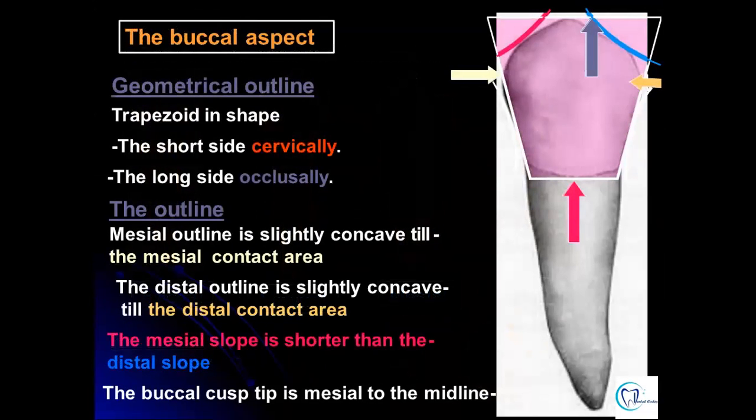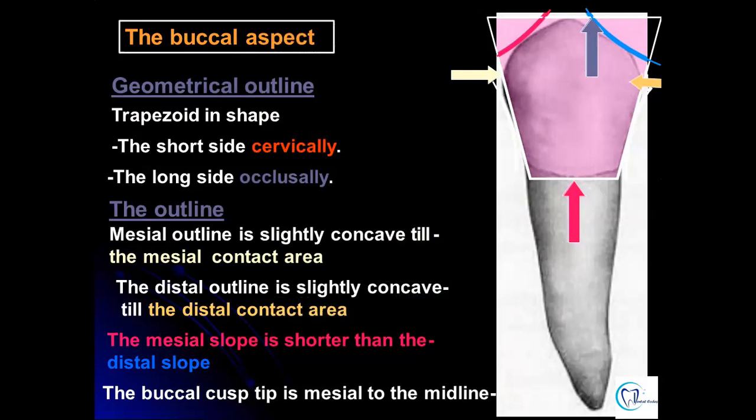Starting with the buccal aspect, please keep in mind whenever you are attempting any aspect, you are supposed to follow the guidelines. First you have to tell what is the geometrical outline. When we see the mandibular first premolar, the geometrical outline is roughly trapezoidal in shape. The shorter side is towards the cervical line and the longer side occlusally. That means the crown is converging occlusally.